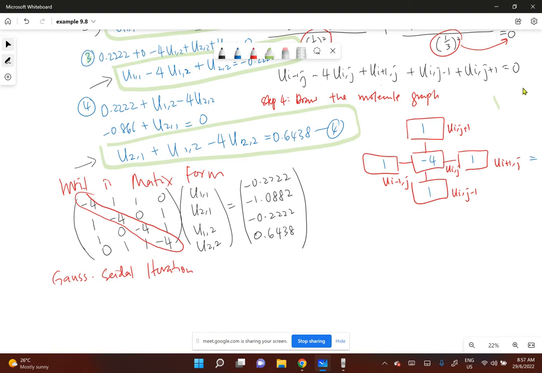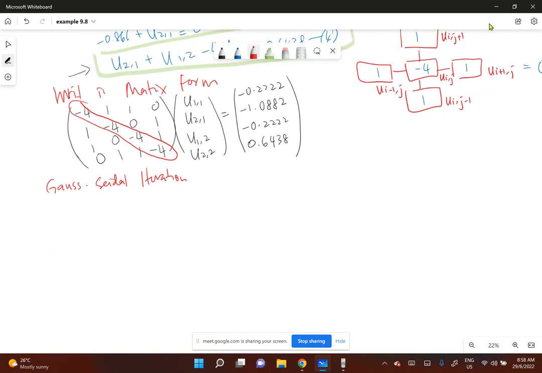Masih ingat tak? You still remember Gauss Seidel iteration? Masih ingat tak? Syukri, Muhammad Syukri, masih ingat tak? Syukri Jalal. Macam mana dah Gauss Seidel iteration? Syukri, are you here? Dah tidur? Ya doktor, ada. Gauss Seidel iteration, ingat lagi macam mana tak? Tak ingat lah doktor.